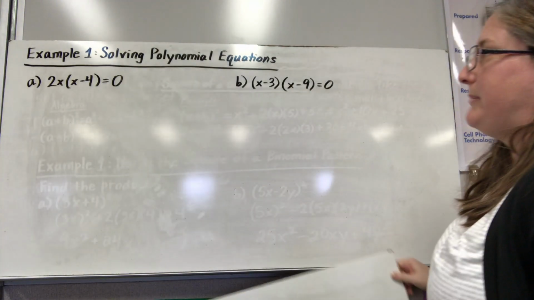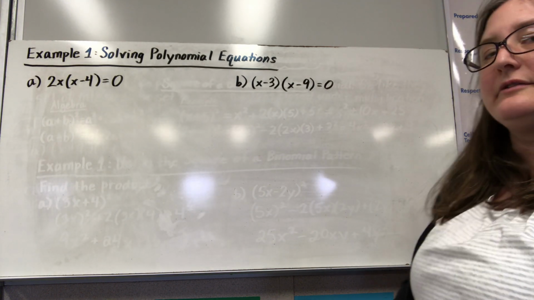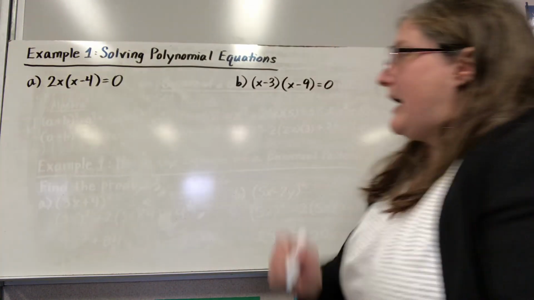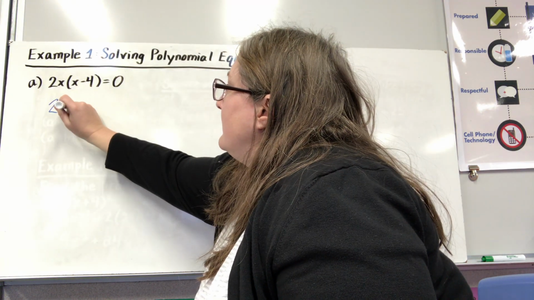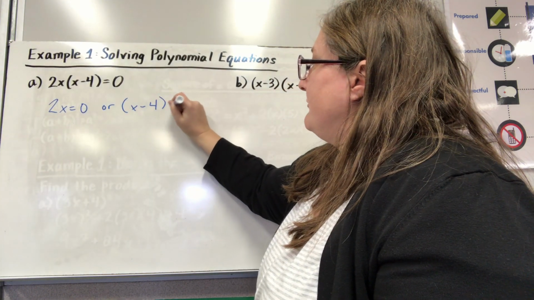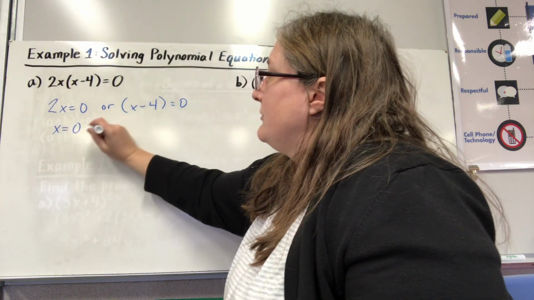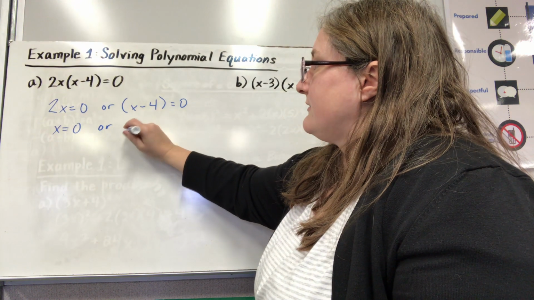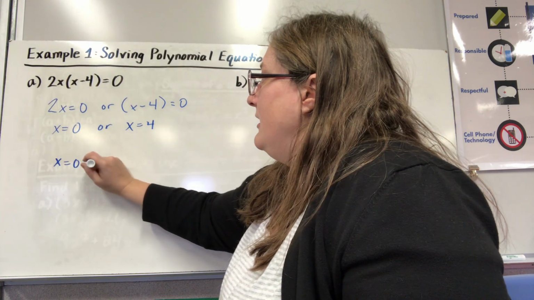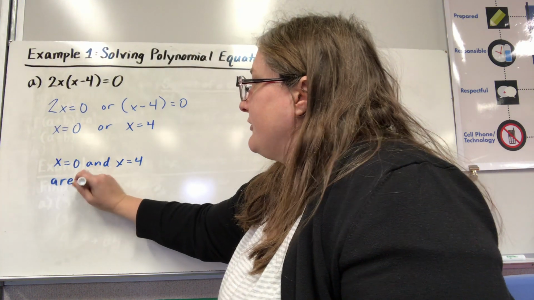So here we're going to solve some polynomial equations. So I know that if I'm multiplying 2x and x minus 4 and the answer is 0, that either, in this case, 2x must equal 0 or x minus 4 must equal 0. So if this is going to be equal to 0, x must be 0. 2 times 0 would give us 0. Or in this case, x might be 4. 4 minus 4 would give us 0. So x equals 0 and x equals 4 are the roots for this polynomial.